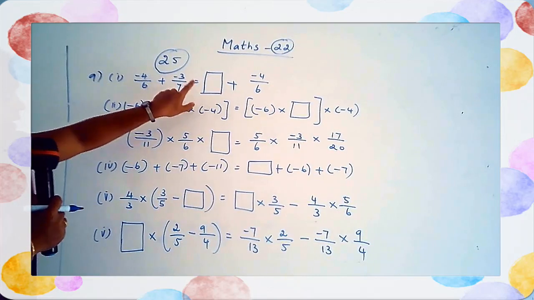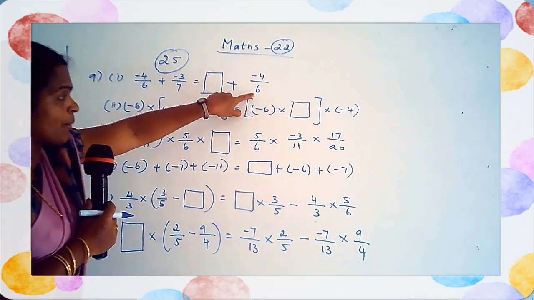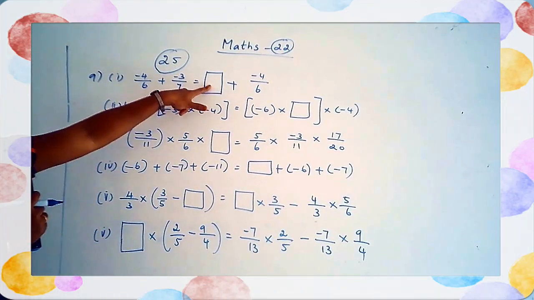Both values are equal, okay? Equal to, one box is given, plus minus 4 upon 6. So what is the answer here?